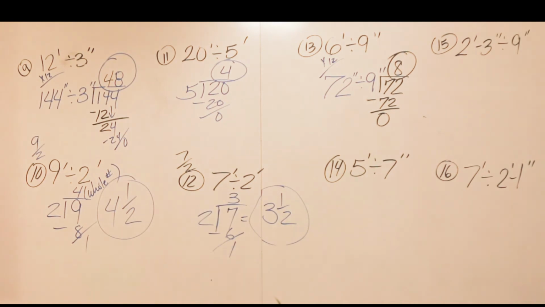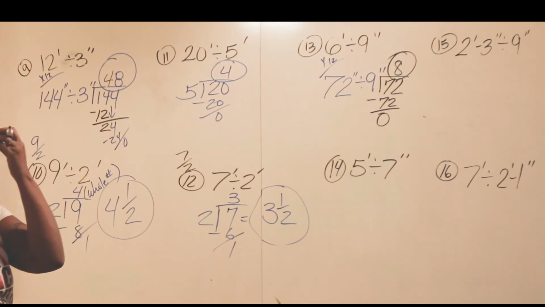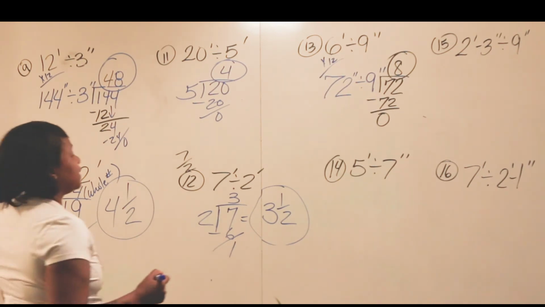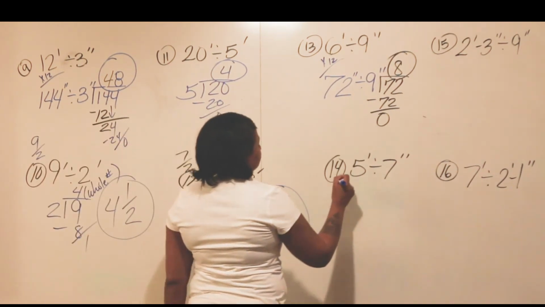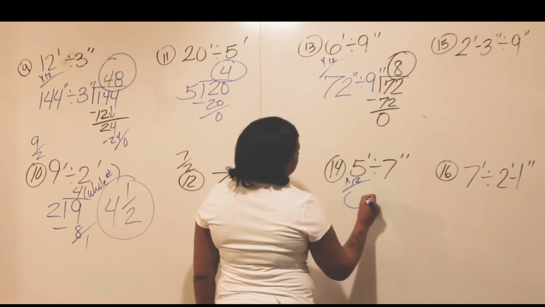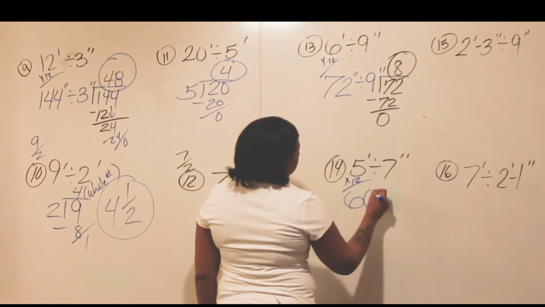We've got 5 feet divided by 7 inches. Anytime we're dividing, the measurements have to be the same. Are they the same? No. How do we make them the same? Convert feet to inches. 5 times 12 is 60.